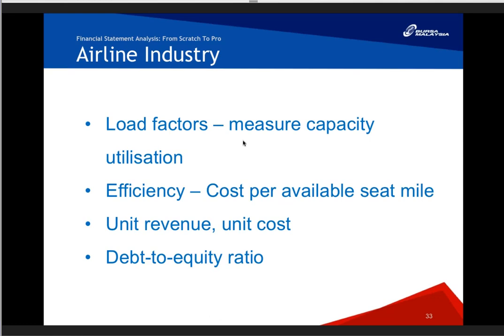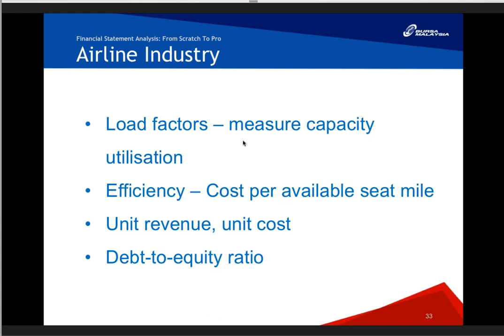Load factor measures capacity utilization. For example, when you are talking about passengers flying from one destination to another, all transport companies have load factors, which measure how many people are on board. Like when you're on board the aircraft, is it 80% of the seats sold out, or is it a full aircraft? A full aircraft means 100%.